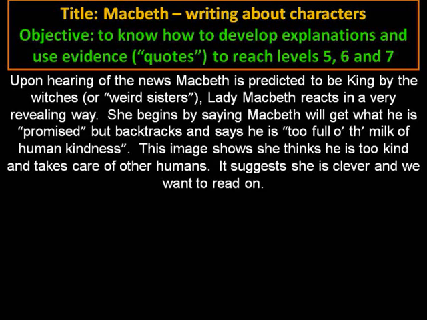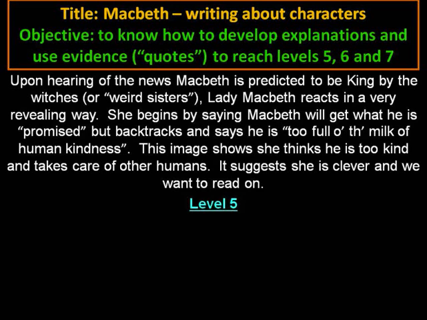Now this is better. It uses quotes more selectively, such as "the weird sisters" and "promised" and "too full of the milk of human kindness". It also mentions part of the story that Macbeth sends her the news of the witches' predictions, but, crucially, it makes a comment on the story. It doesn't just retell the story. We find out something revealing about Lady Macbeth, even though at this point it doesn't say what it is. So there we are, we're looking at about level 5 there. There's a clear difference between the use of evidence and the explanations.